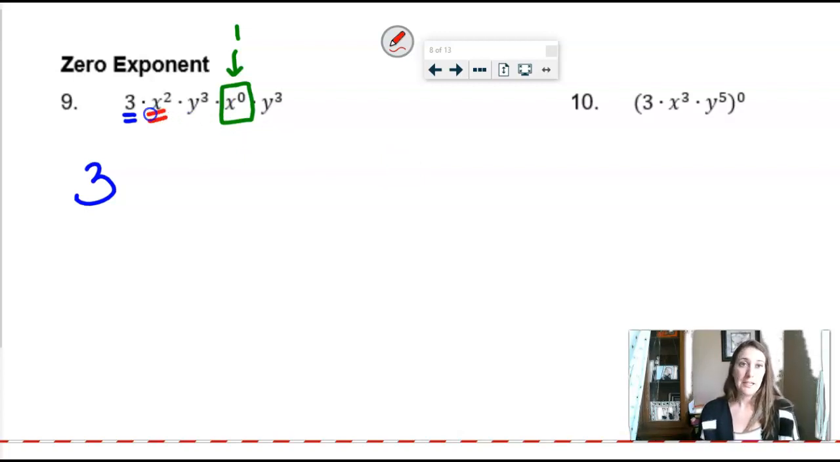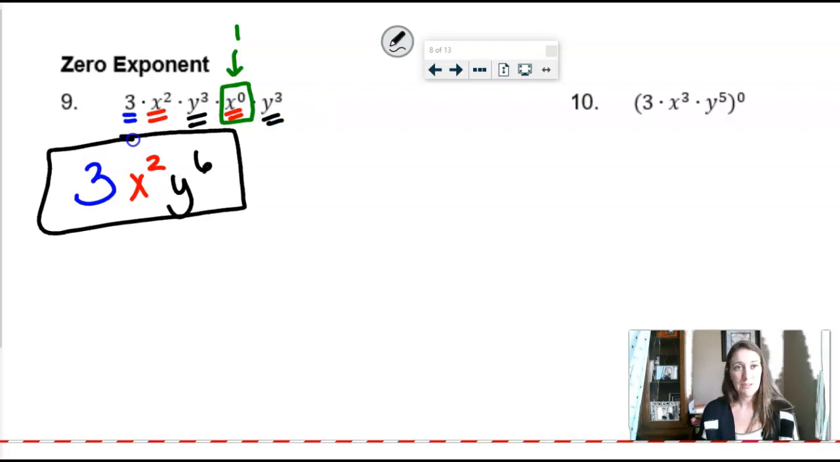Normally I would say, oh, I'm going to add the x's together, but 0 doesn't do anything, right? So this is x squared. And then, where's my y's at? Oh, lovely. Y to the 6th. And again, same checklist. Everything's combined, there's no parentheses, and there's no negative exponents. So we be done.